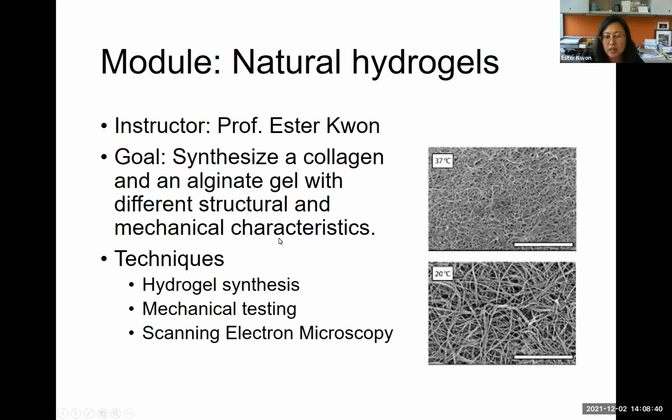Another module will be the synthesis of natural hydrogels. And so one will be a collagen hydrogel, which you'll do scanning electron microscopy to image fiber diameter. And then a second gel will be sodium alginate gels. And you'll be testing those mechanically using an Instron machine, which is basically just looking at the viscoelastic properties.